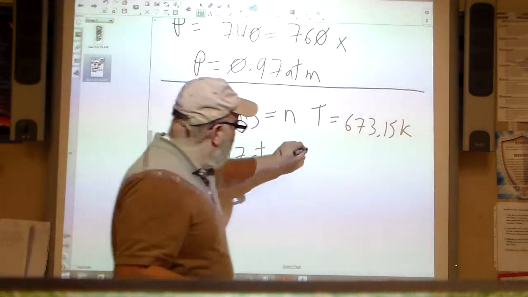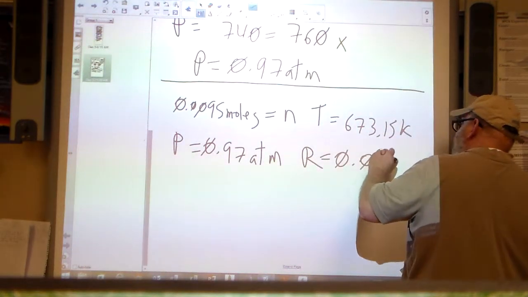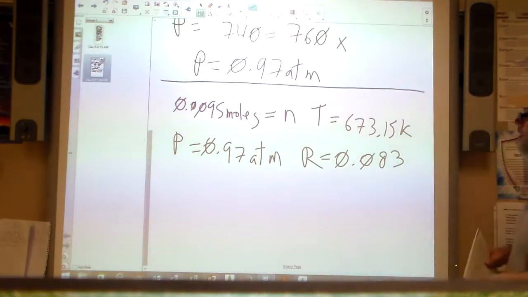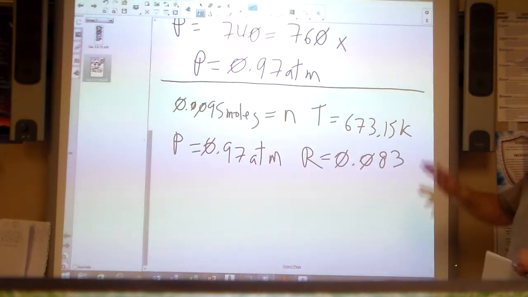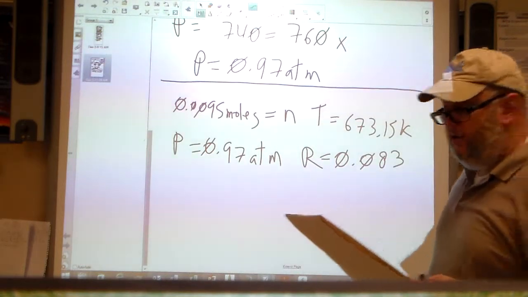And R, well, R is a constant. We know that, 0.083. R is your friend. This is it. We have our pieces. Now we've got to go for the next thing.